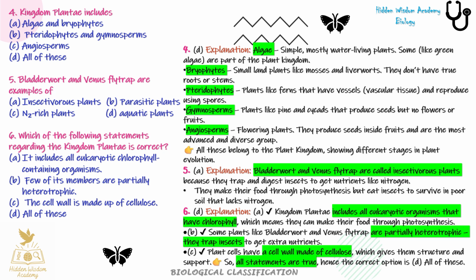Explanation. Option A is that kingdom Plantae includes all eukaryotic organisms that have chlorophyll, which means they can make their food through photosynthesis. Option B is some plants like bladderwort and Venus flytrap are partially heterotrophic. They trap insects to get extra nutrients. Option C is plant cells have a cell wall made of cellulose, which gives them structure and support. So, all statements are true, hence the correct option is option D. All of these.